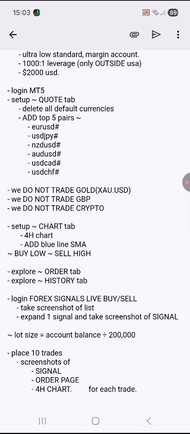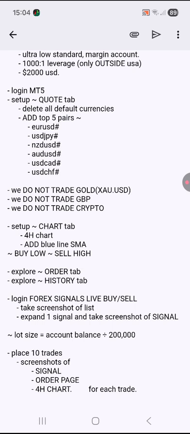Then we're going to explore the order tab. We kind of did that yesterday. And the history tab, we kind of did that yesterday too. You can see the trades that are closed out. We're going to log into the Forex Signals Pro app, the live buy sell. We're going to take screenshots of the list, and we're going to expand one signal, take a screenshot, and actually see if we place the trade.